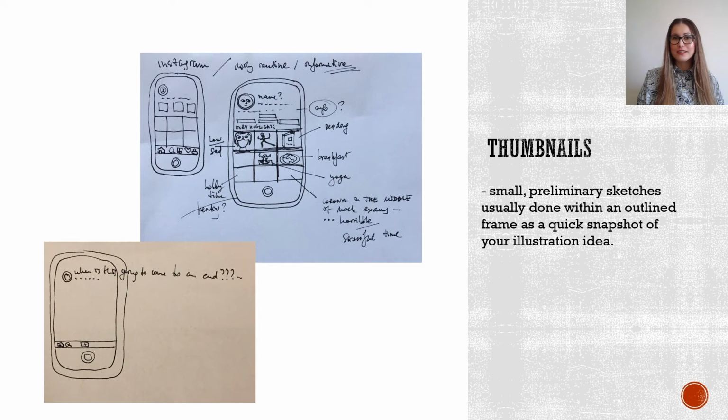This involved a sketching phase, drawing ideas, planning visual possibilities, and storyboarding by creating thumbnail drawings. Thumbnails are small preliminary sketches, usually done within an outlined frame, as a quick snapshot of your illustration idea. They help you plan out your work visually. Thumbnails are very basic sketches without much detail, so you can quickly draw many possibilities and decide which ones are worth pursuing further. Thumbnails are essentially a way of storyboarding.